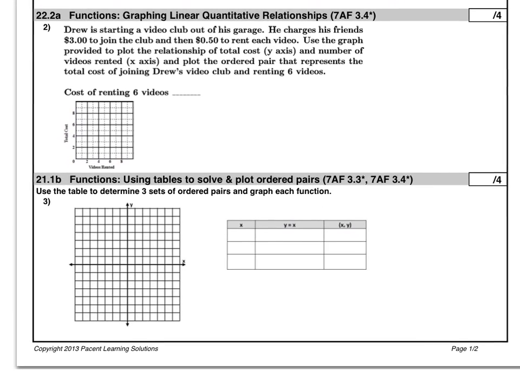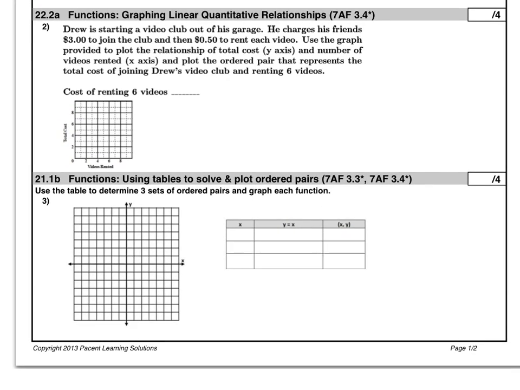So let's take a look at number 2. Now number 2 says that Drew is starting a video club out of his garage. He charges his friends $3 to join the club and 50 cents to rent a video. Use the graph to plot a relationship of total cost on the y-axis and videos rented on the x-axis, and plot the ordered pair that represents the total cost of joining Drew Video Club and renting 6 videos.